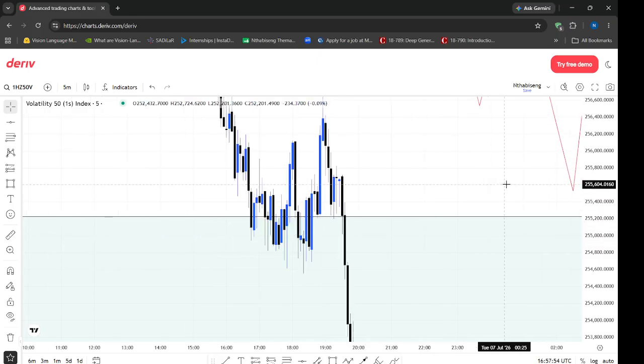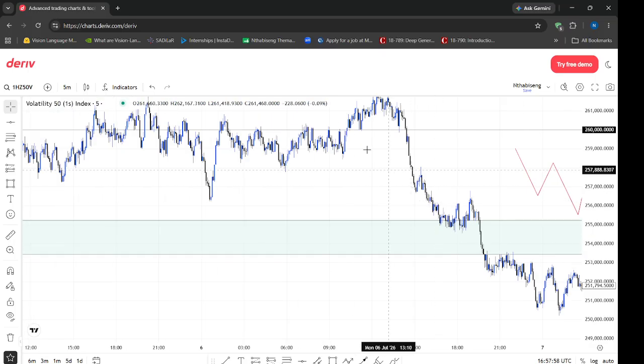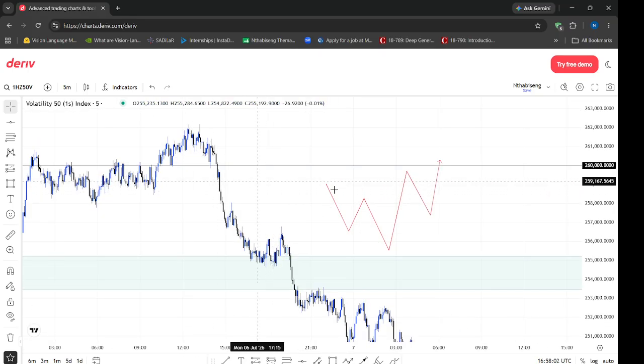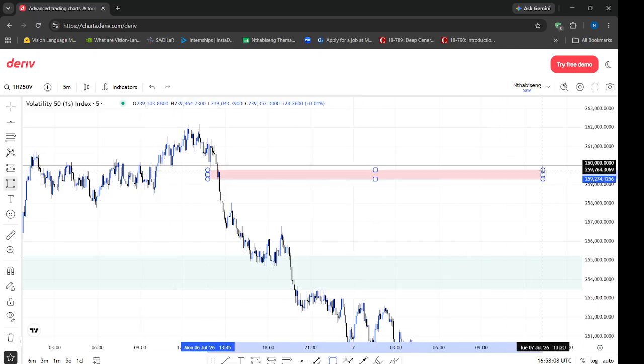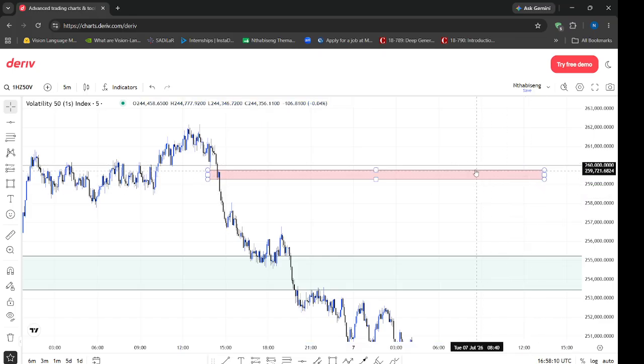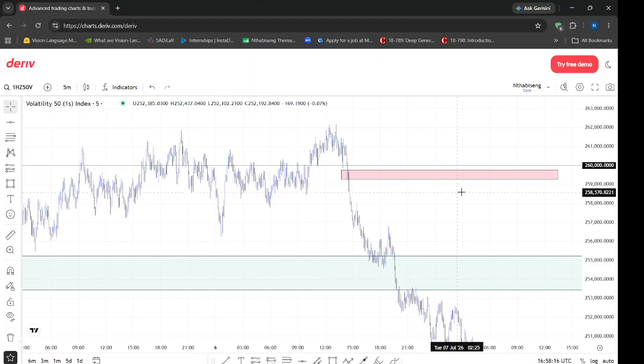So now that we see that it did not respect, I also see a very beautiful order block here. It's a very beautiful order block, and it's next to my psychological level. So this is also something that I should keep track of going forward.